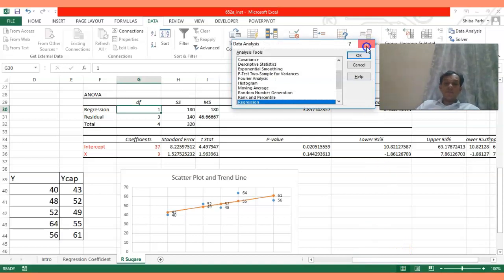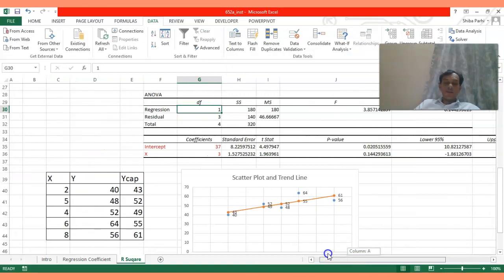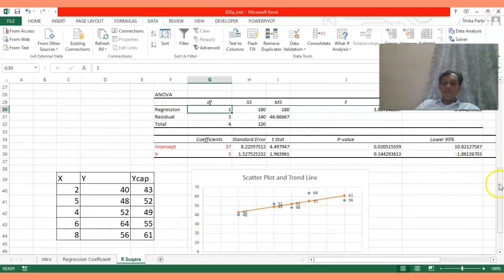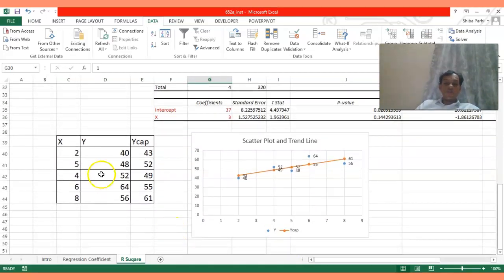On the basis of the given x values, can you see here for given x, 2, 3, 2, 5, 4, 6, 8. For the 2, it is 40 and 43. So 43 is the predicted line. This is in orange color, and the blue color is all the actual y. Can you see, for this it is 4, this is 52 and 49. Like this, the whole data, for 5 it is 48 and 52. So this is the way the predicted and actual.